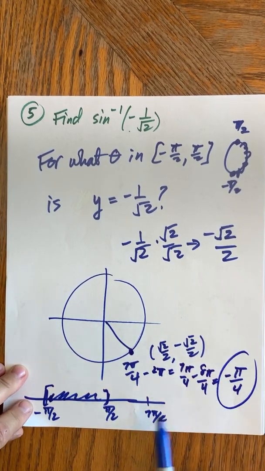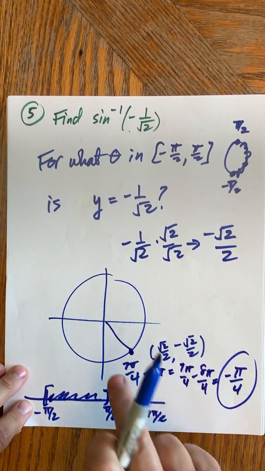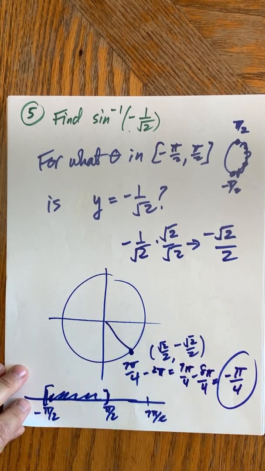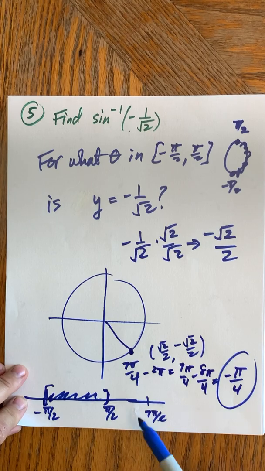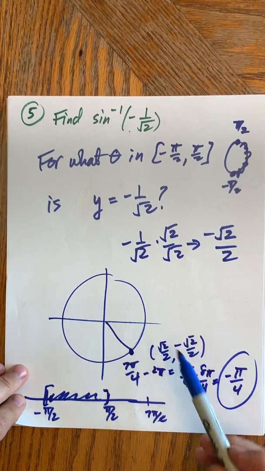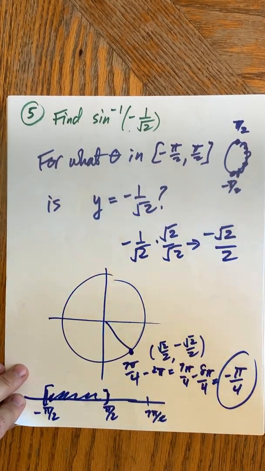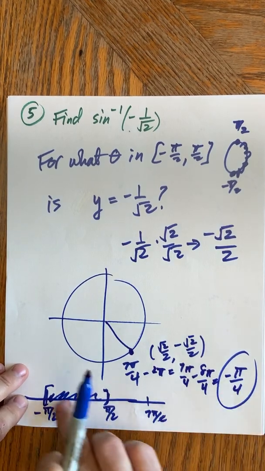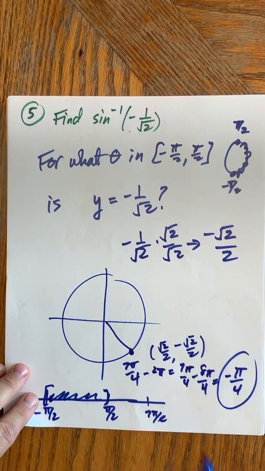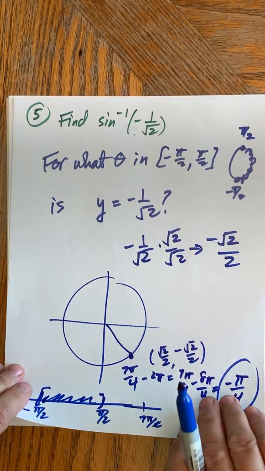There we are. That's another name for the same location. So I just had a different rotation to get there, but it's the same location. So therefore the coordinates are the same, therefore the y coordinate I'm looking for will work. But now I've got the angle named in the correct interval. Okay, so your answer is negative pi over 4.